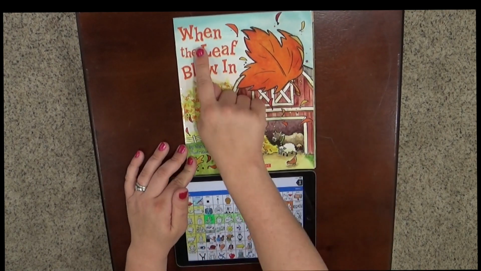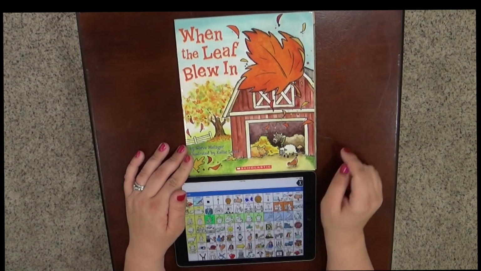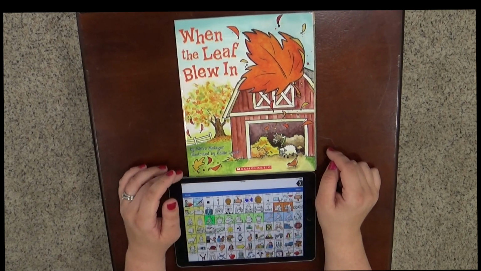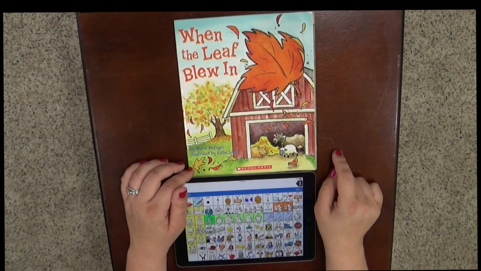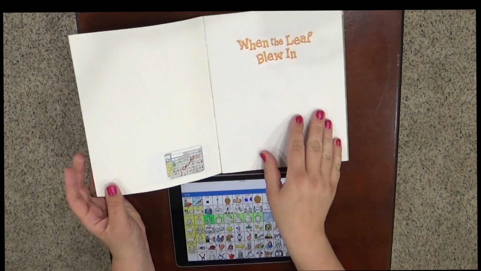All right, so again, our title of our book is When the Leaf Blew In by Steve Metzger. Hope I'm pronouncing that right. And then it's illustrated by Kelly Lewis. All right, here we go with the modeling.